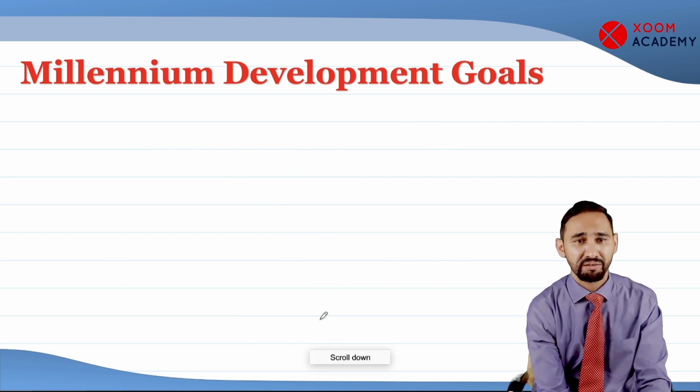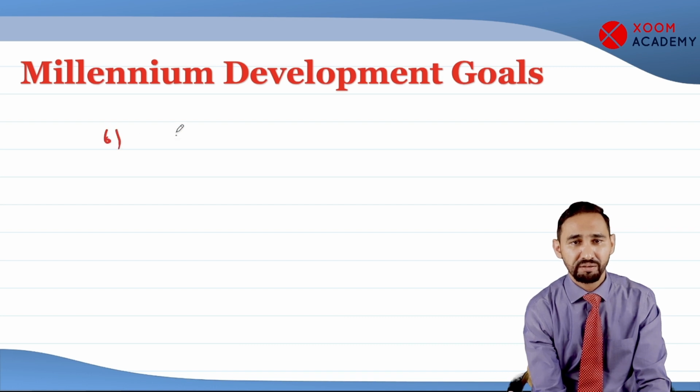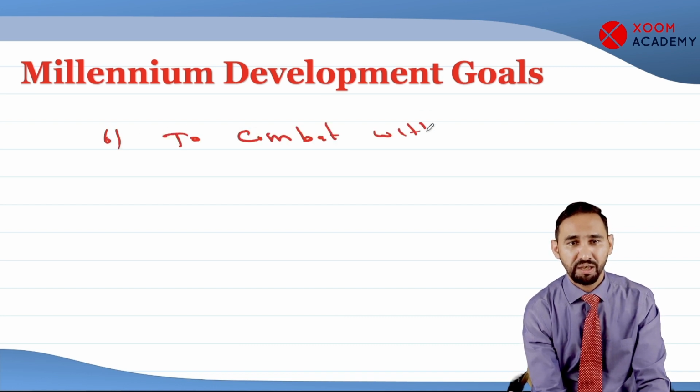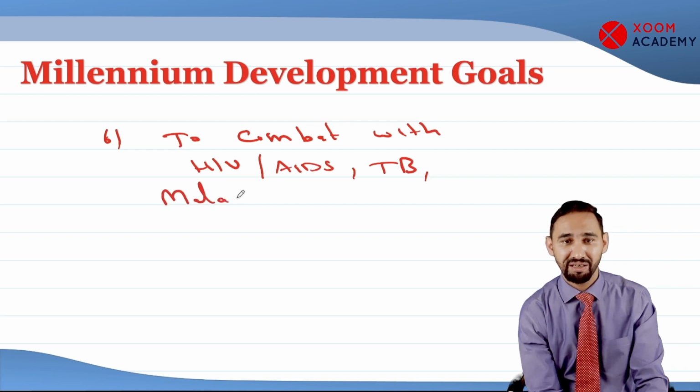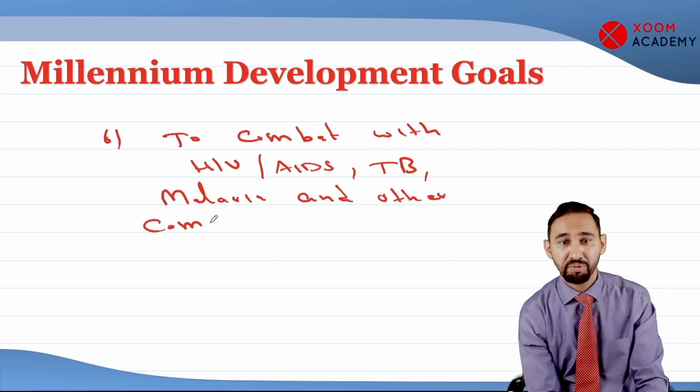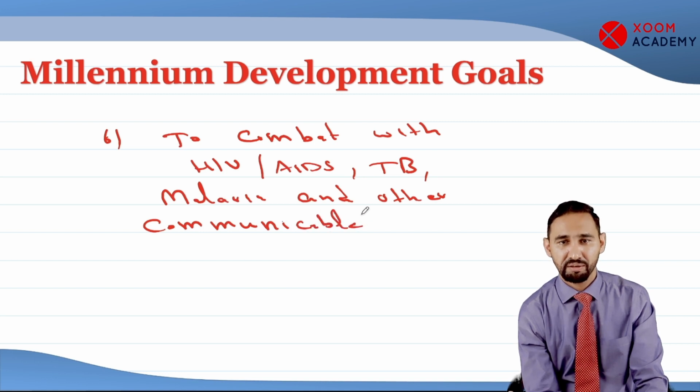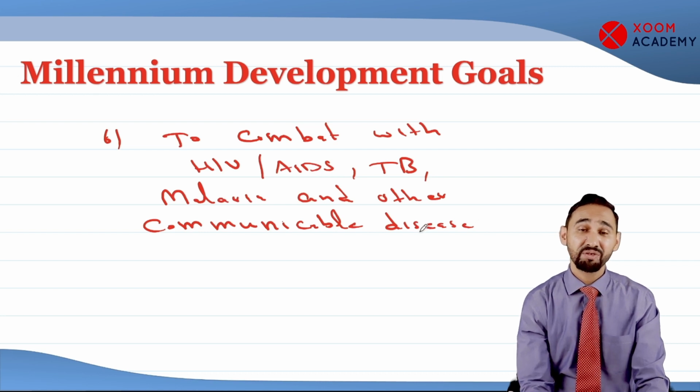The sixth goal was to combat HIV, AIDS, because the burden of AIDS is increasing. Tuberculosis. Tuberculosis is a common problem of developing world. Malaria. Malaria is a common problem in Africa and Asia and other communicable diseases. Because living standard of people living in developing world is poor. So burden of communicable disease is greater in developing world. We have to reduce them.